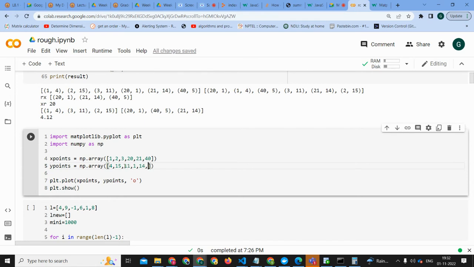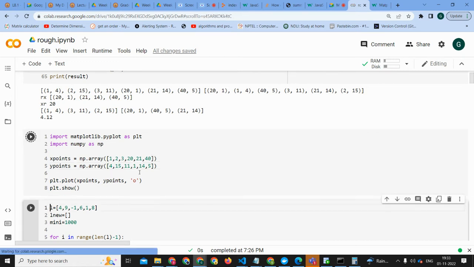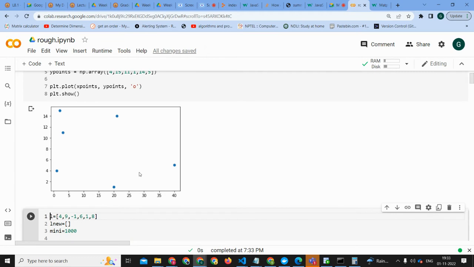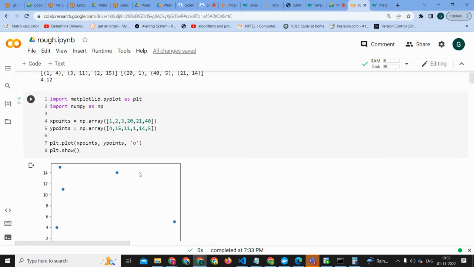11. Oh, sorted order, you need. Yeah, it's fine. I think the same order. See, 1, 4, 2, 15, 3, 11. Okay. That is what is happening. So let's confirm the picture, if the picture is correct or not.